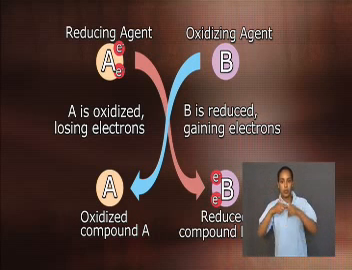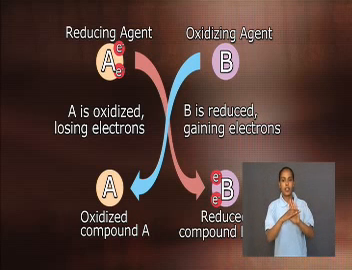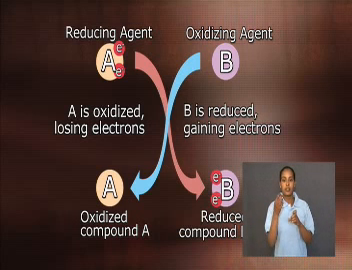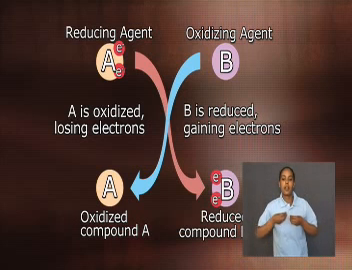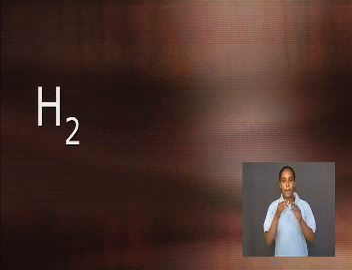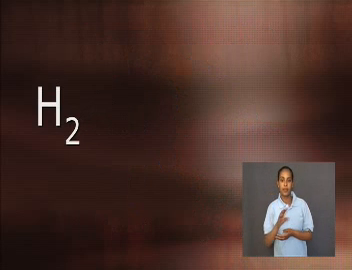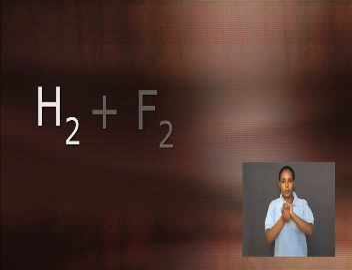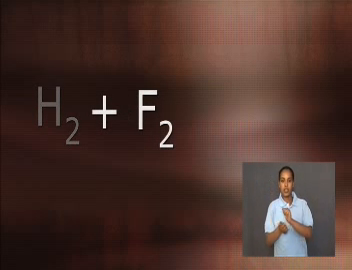In the redox process, the reducing agent transfers electrons to the oxidant. Thus, the reducing agent loses electrons and is oxidized. In contrast, the oxidizing agent gains electrons and is reduced. Let us look at an example. In this reaction between hydrogen, H2, and fluorine, F2, hydrogen is being oxidized and fluorine is being reduced.